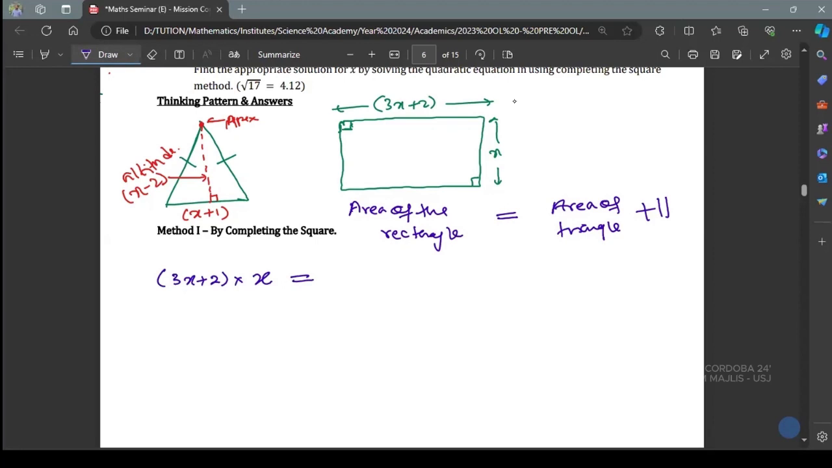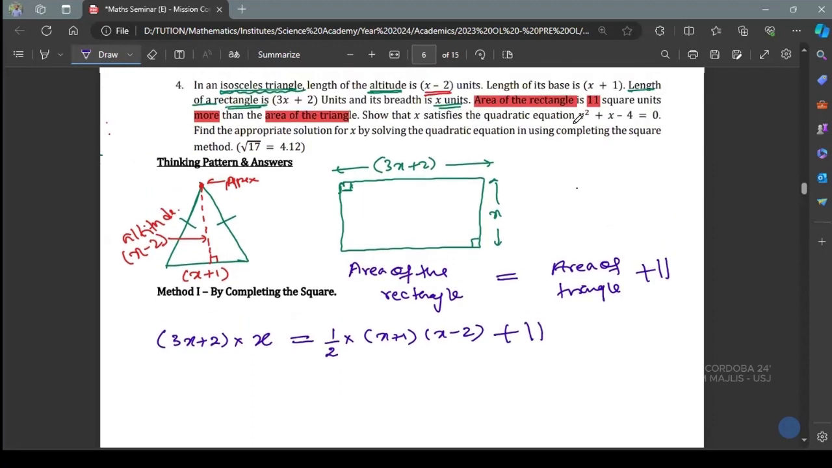How do we calculate the area of a triangle? Half into base into perpendicular height. Base is x plus 1. Perpendicular height is x minus 2. This is the area of the triangle, and plus 11 will give you the area of the rectangle. Now by simplifying this, you have to properly plan the simplification and derive the quadratic equation that x satisfies.